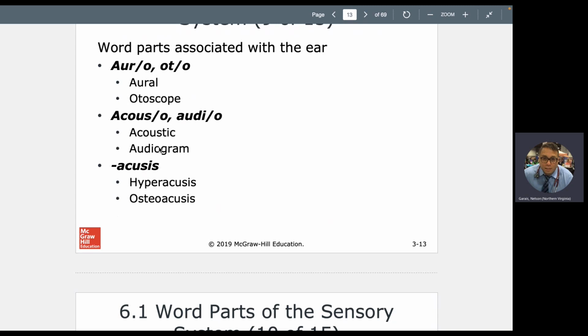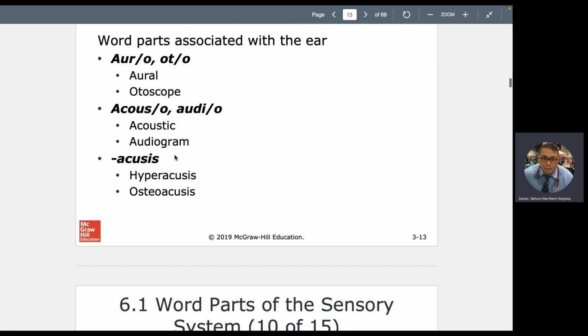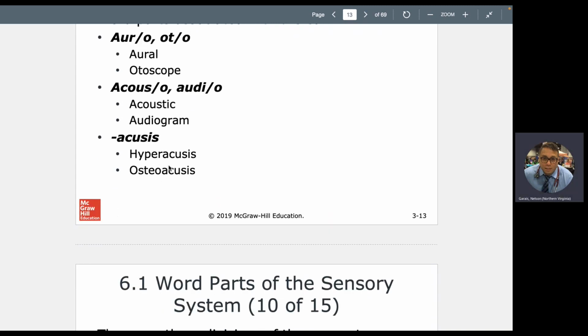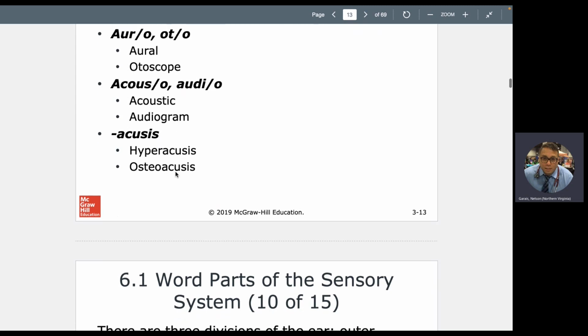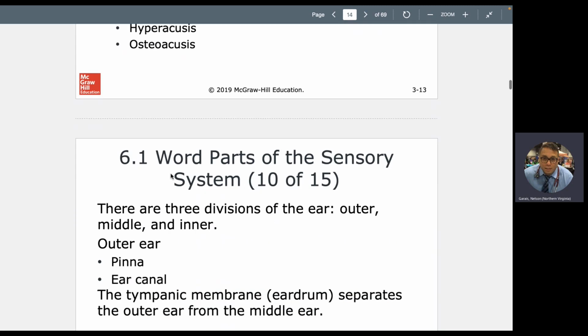Acoustic, ic, pertaining to hearing. Audiogram is the actual report, the recording of your ear test, and audiography is the ear test itself. Hyperacusis, osteoacusis. Acusis is hearing, so someone who is overly sensitive to sound has hyperacusis. And osteoacusis: we not only hear through the air and through our ears, there's also bone conduction of sound, and we mentioned that in lecture.